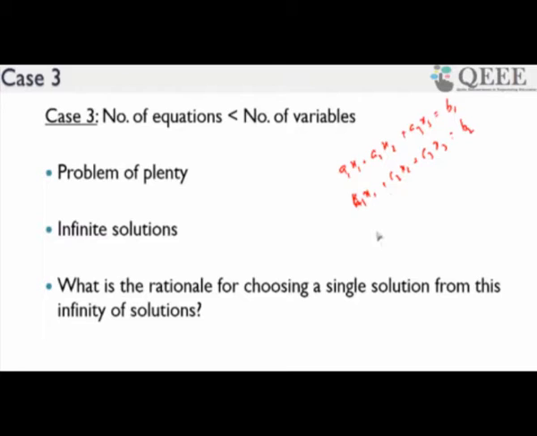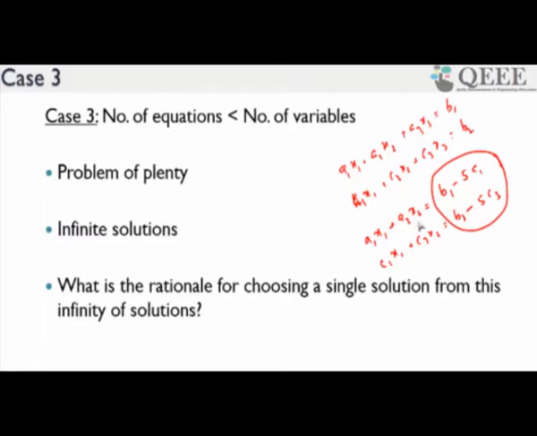Now once I say x3 is 5, these equations become the following: a1x1 plus a2x2 equal to b1 minus 5c1. The next equation will become c1x1 plus c2x2 equal to b2 minus 5c3. Now this is a constant number. Now we have got to a situation where we have two equations and two variables, so you can solve for x1 and x2. So one solution is whatever we get for x1 and x2 and 5 for x3.